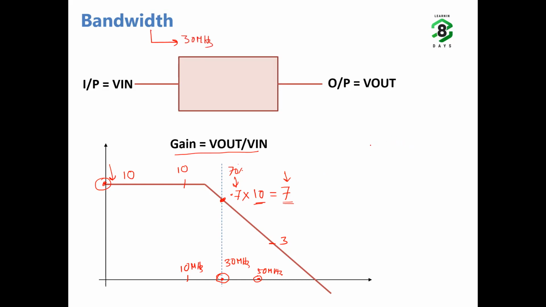That means at 30 megahertz, if we see the V out by V in, that gain will be 70% of the DC gain. And it comes from a popular concept called half power. So we don't need to remember so many things.